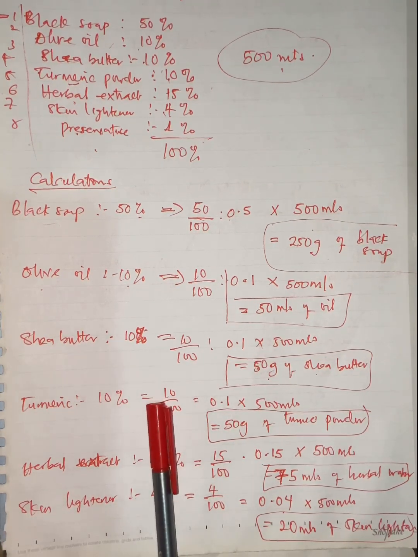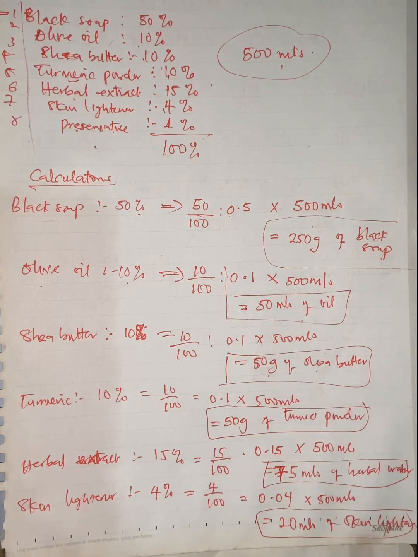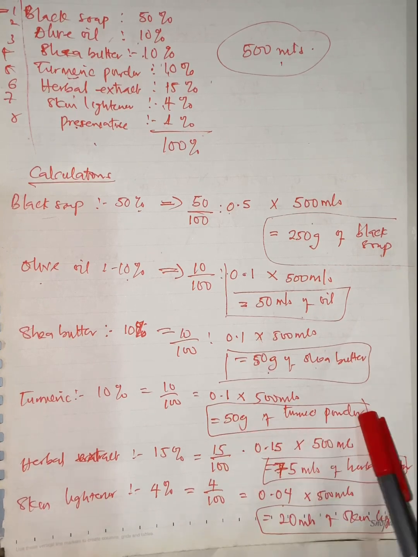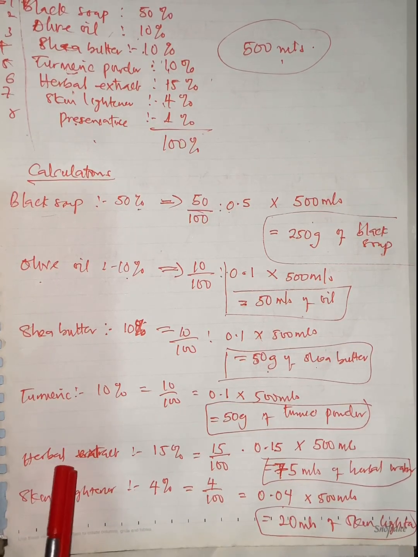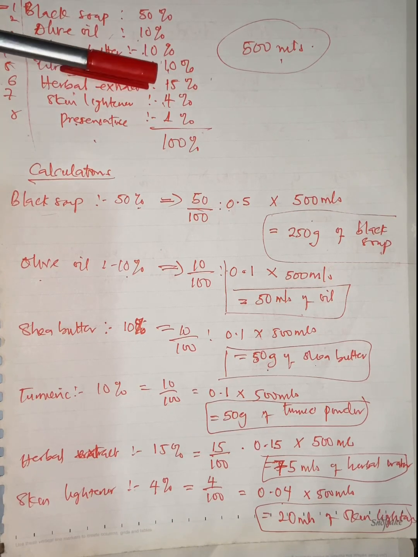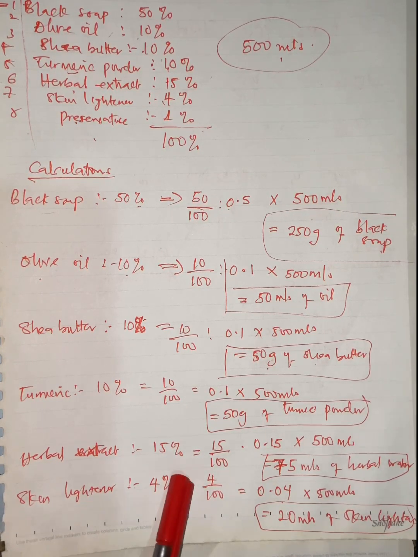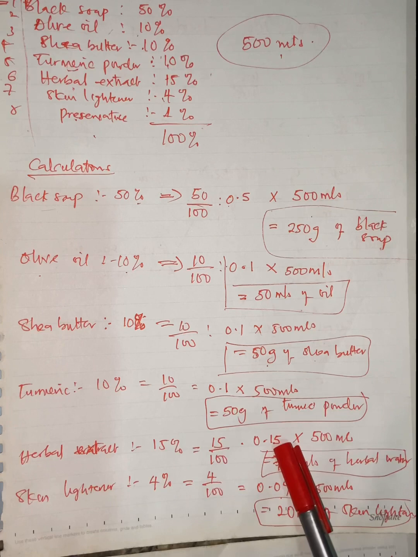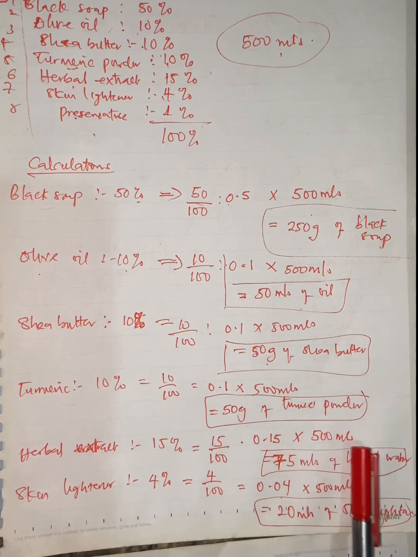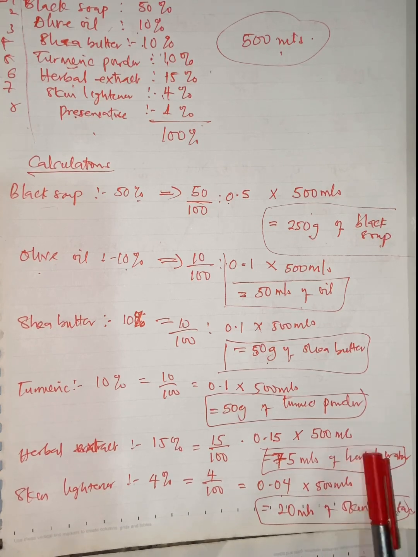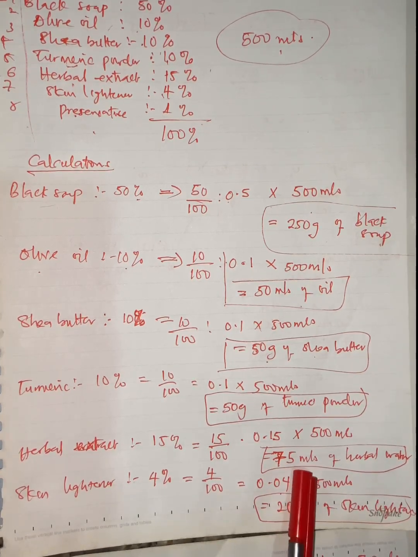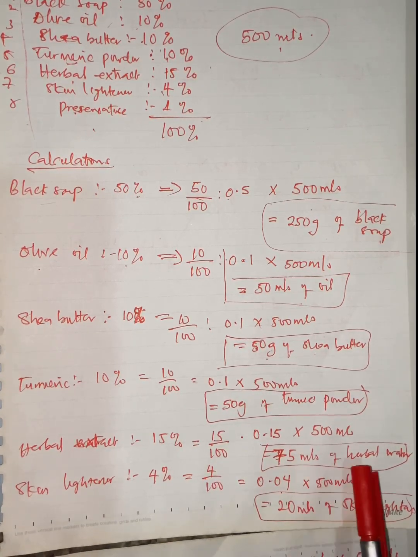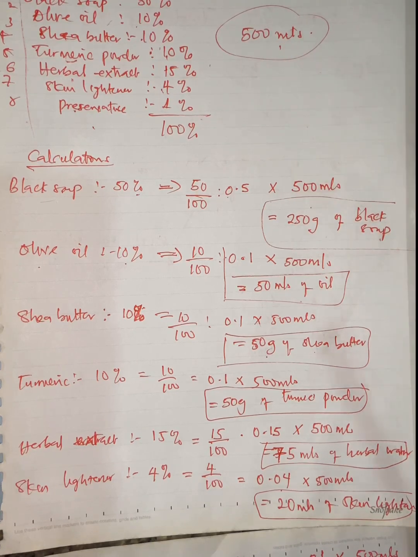Turmeric is also 10%, so that gives us 0.1 multiplied by 500 mils, the total amount of black soap to be produced. So that will also give us 50 grams of turmeric powder. Now calculate the same thing for herbal extract. The recipe calls for 15% herbal extract, as you can see up there. So you calculate the percentage, which is 15 over 100. That gives us 0.15. So 0.15 multiplied by the total amount of product to be produced, which is 500 mils, gives us 75 mils, because it is herbal extract, it is liquid. So mils. That means we need 75 mils of herbal extract for 500 mils of that recipe.